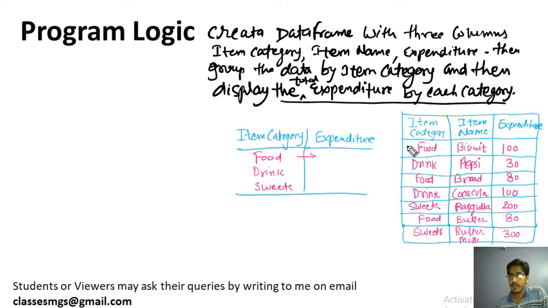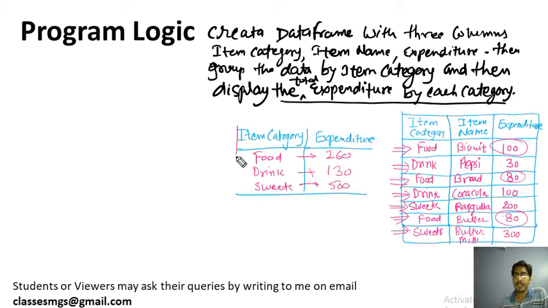In front of these he wants the total expenditure done on the food category. How many rows are there which have the food category? 1, 2 and 3. Add these values: 100, 80 and 80. 80 and 80 is 160, and 160 and 100 is 260. So he is expecting the output 260 here. Drink category, how many rows are there? 1, 2 rows are there. Data 30 and 100. So 130 he is expecting. Total expenditure category wise. Then sweets, how many rows are there? 2 rows. What is the data? 200 and 300, that is 500. So he is expecting the output like this.